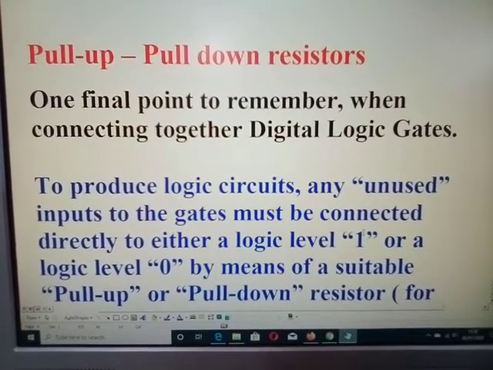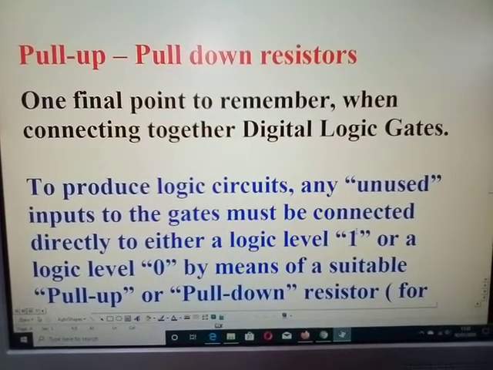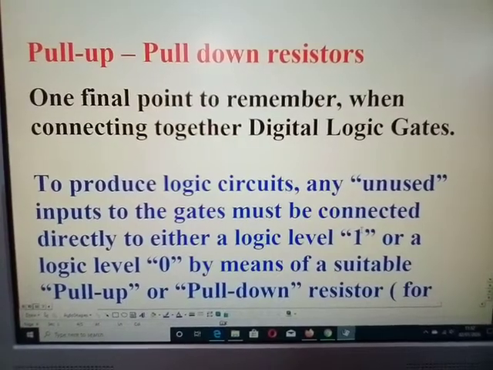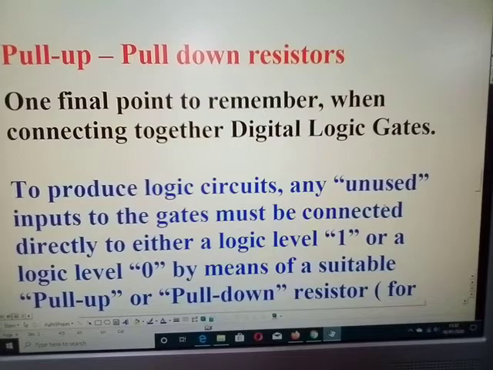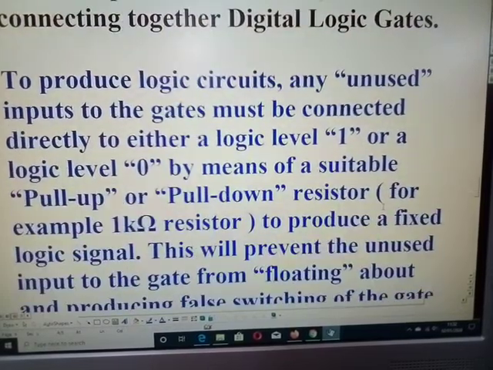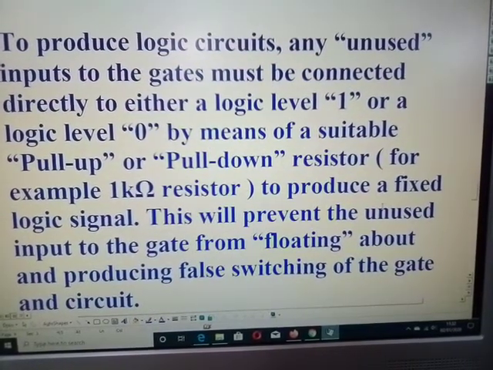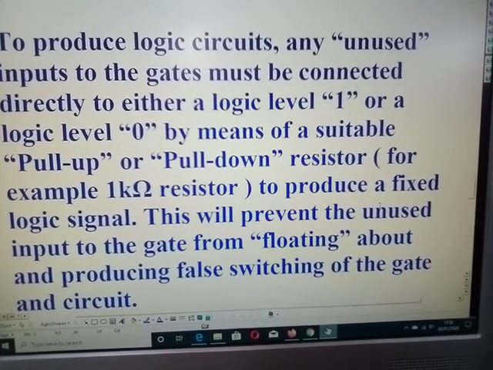Sorry, right. Let me just recap that. To produce logic circuits, any unused inputs to the gate must be connected directly to either a logic level 1 or a logic level 0 by means of a suitable pull-up or pull-down resistor. For example, a 1 kilo ohm resistor to produce a fixed logic signal. This will prevent the unused input to the gate from floating.